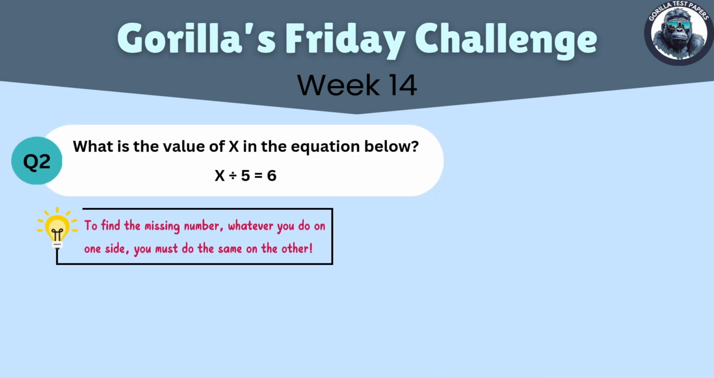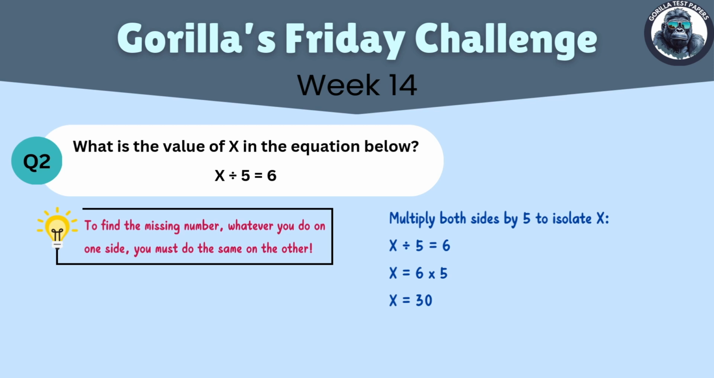And just like before, there are two ways you can think about solving this. So the first way would be to multiply both sides by 5 to isolate x. We want to undo dividing x by 5, so therefore we have to multiply both sides by 5. So originally we have x divided by 5 equals 6, and after multiplying both sides by 5, it becomes x equals 6 multiplied by 5, which means that x is equal to 30.